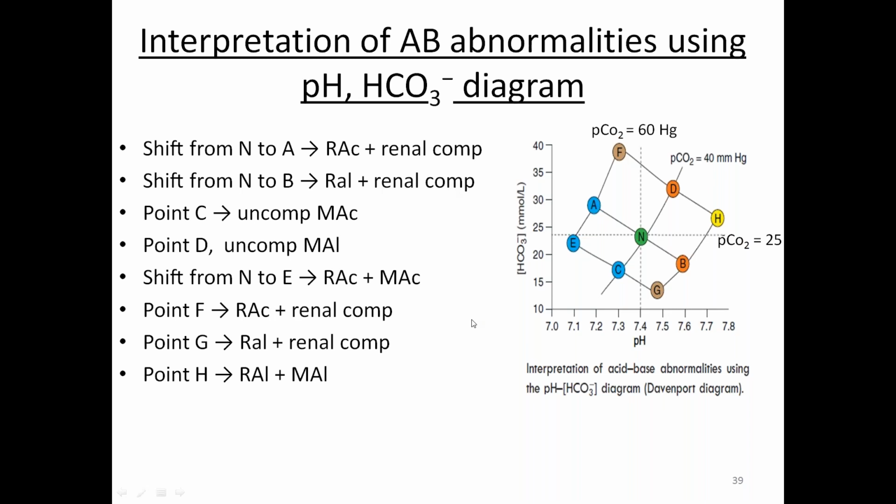Okay. Now, if you look at point C, what do you think is happening here? There is definitely lowering of pH from the normal. So it is acidosis. The PCO2 value is at 40. So PCO2 is definitely not a culprit for this acidosis. It's not a respiratory cause, so it has to be metabolic acidosis, right?